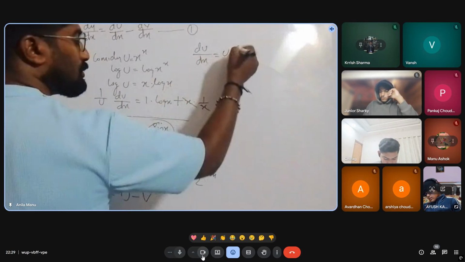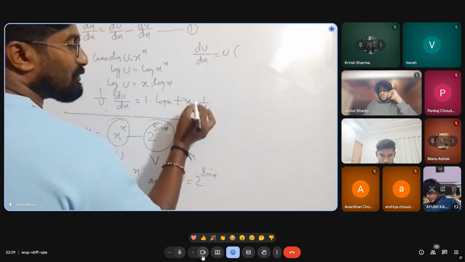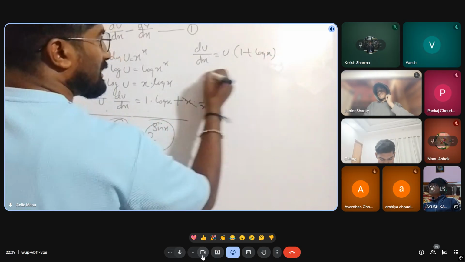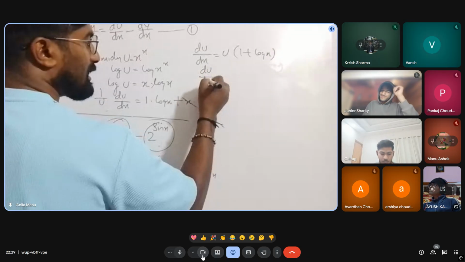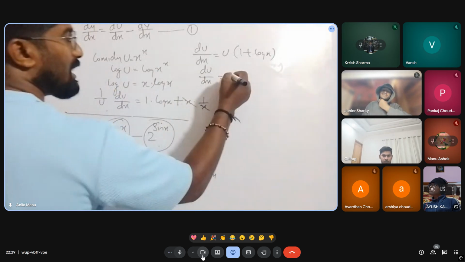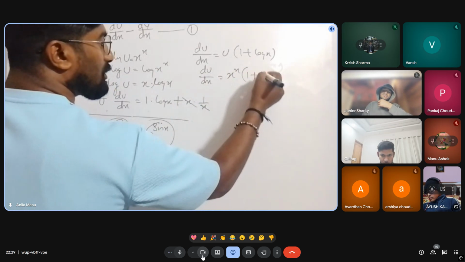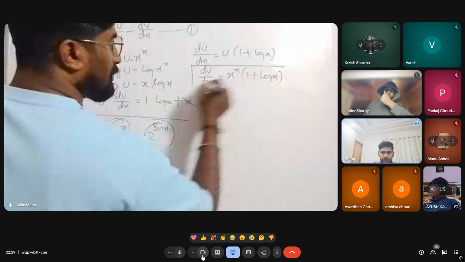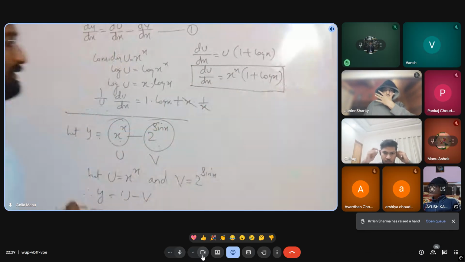Finally we have du by dx is equal to, I am transposing u, so u into, I can write x by x as 1. That I am going to write first, so 1 plus log x. So the final answer for du by dx is u, and u is x raised to x into 1 plus log x. Did you get it, all of you? Yes, sir. Okay.